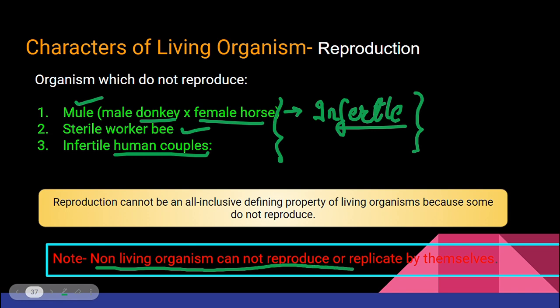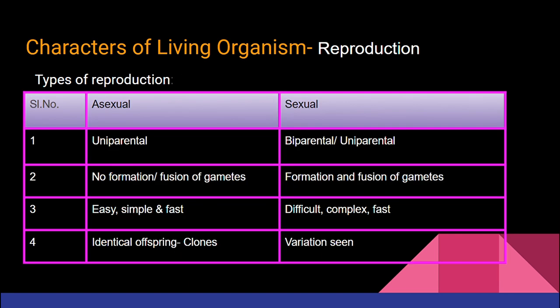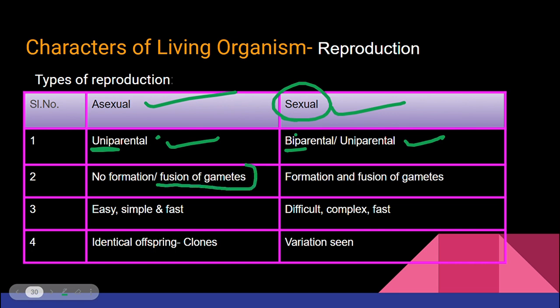Non-living organisms cannot reproduce or replicate by themselves, right? Now let's come back. Two types of reproduction are there: asexual reproduction and sexual reproduction. Asexual reproduction happens between how many parents? Only single parent. So we call it uniparental. Sexual reproduction can be uniparental as well as biparental. Then what is the basis of sexual reproduction? It is nothing but fusion of gamete. During asexual reproduction, there is no fusion of gamete. But when we talk about sexual reproduction, there is fusion of gamete.